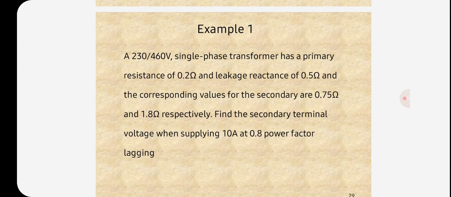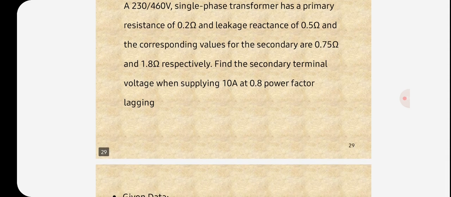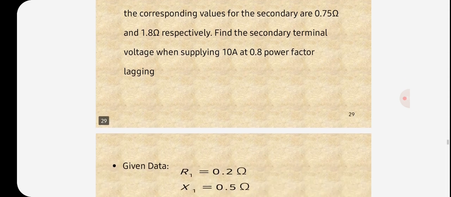So in this we have one example problem. A 230 by 460 volt single phase transformer has a primary resistance of 0.2 ohm and a leakage reactance of 0.5 ohm, and the corresponding values for the secondary are 0.75 ohm and 1.8 ohm respectively. Find the secondary terminal voltage when supplying 10 ampere at 0.8 power factor lagging. So in this we can find out the secondary terminal voltage.